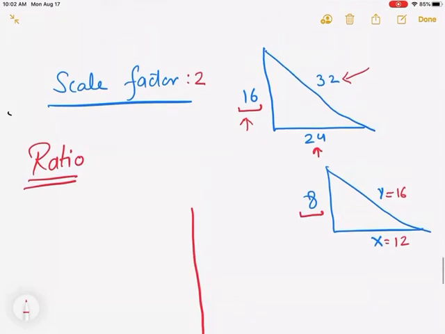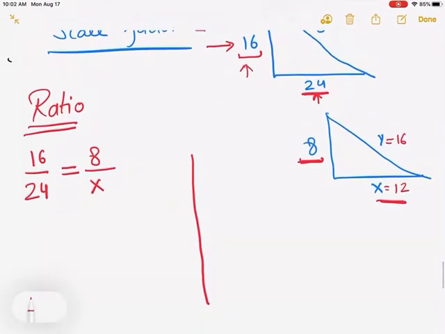Let's say I take this side from my bigger triangle and put it over this base side from the bigger triangle. Let's set it equal to the same corresponding sides from the smaller triangle. So I would do 8 over the base side, which is x. From there, just do cross product, like this. So 16x is equal to 24 times 8, which is 192. And if you solve for x, this is going to be 12. Here you go, so we figured this out.